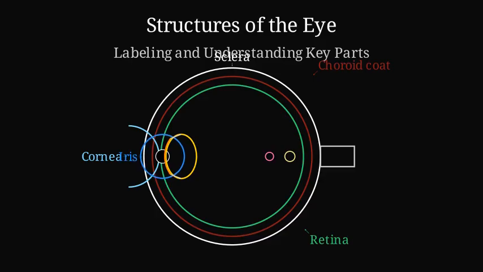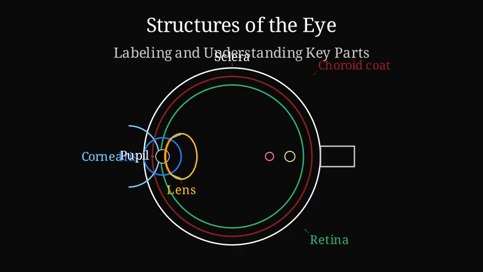Behind the cornea, we see a colored ring called the iris. The iris controls how much light enters the eye by changing the size of the pupil. The dark opening in the middle of the iris is the pupil. The pupil is a hole, not a solid part, and it appears black because light enters the eye here.